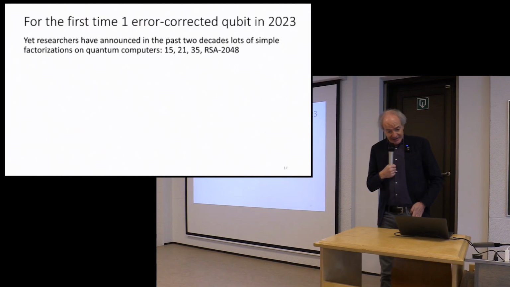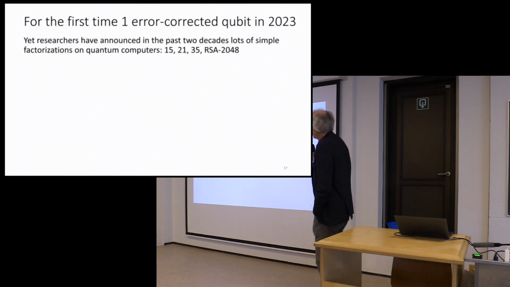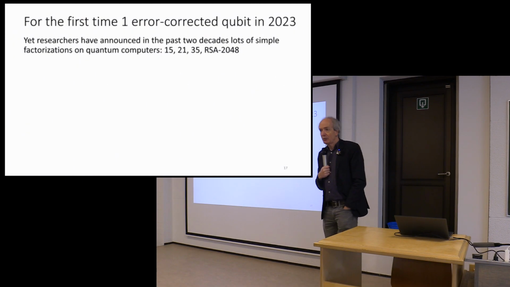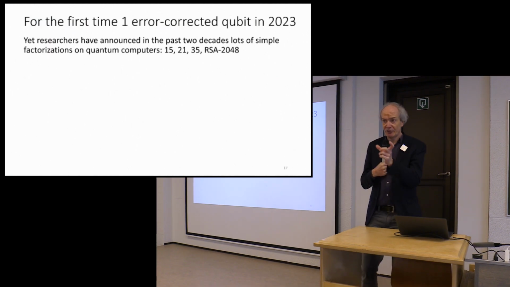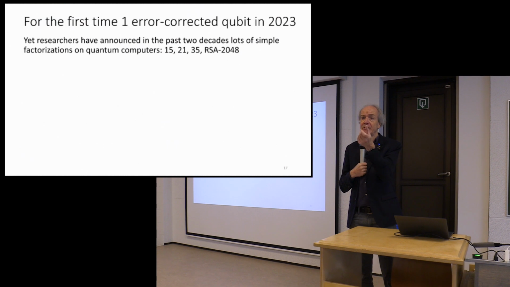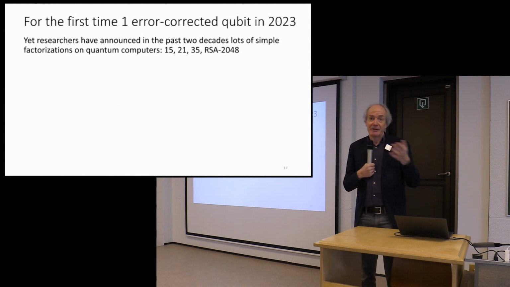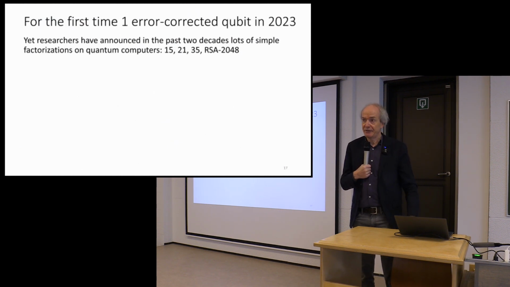If you've been following the press over the last 25 years, you've seen factorization of 15, 21, 35, even RSA 2048. That's what they did there. They just chose P and Q very close to each other, and then they search for the difference. And if you have the difference, then you can factor. That's an exercise for a 15-year-old. But if you can put quantum in front, then you apparently can get the world press.